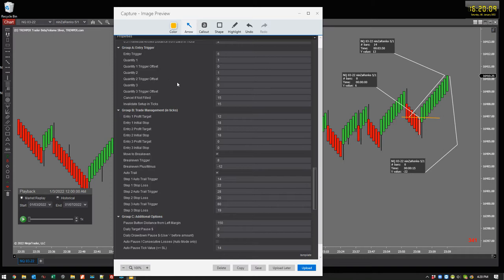And then the other one is if you want a negative offset. So here, if you want to put a negative 10, once it breaches this area and trips, your order would go down here 10.